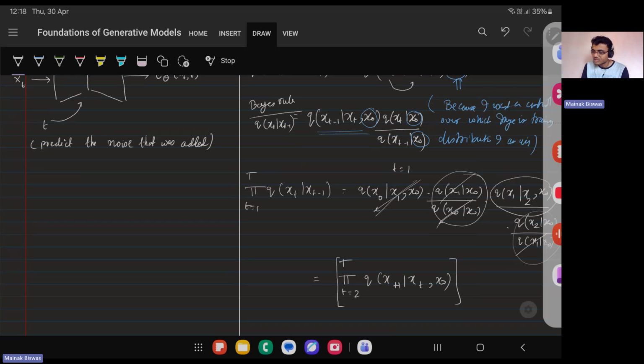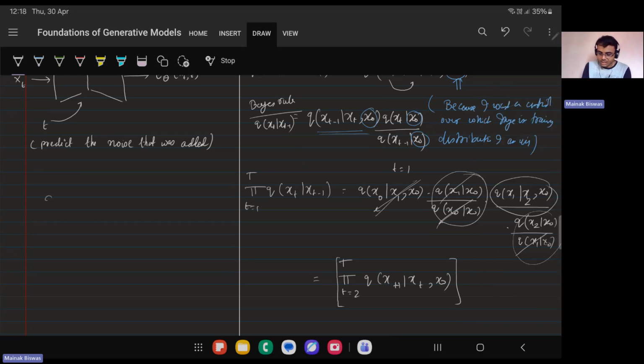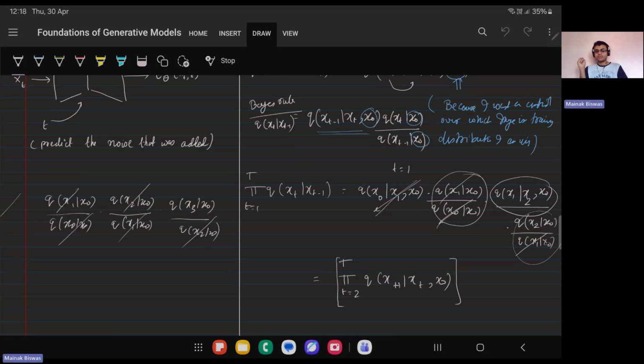Sorry, you have set up these ratios. So if you write this down, q of x1 given x0, q of x0 given x0 into q of x2 given x0, q of x1 given x0, q of x3 given x0, q of x2 given x0, and so on. So these terms you can see clearly get cancelled out, right? When these terms get cancelled out, only what remains is q of xt given x0, because the last term will not have a factor.